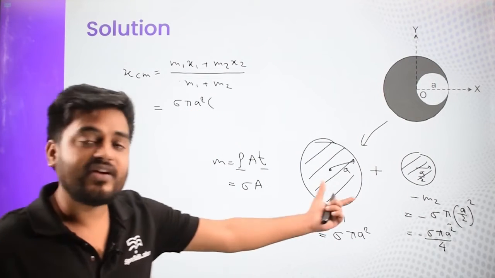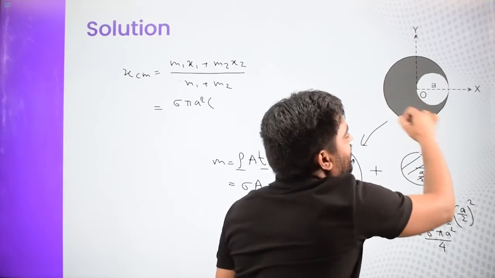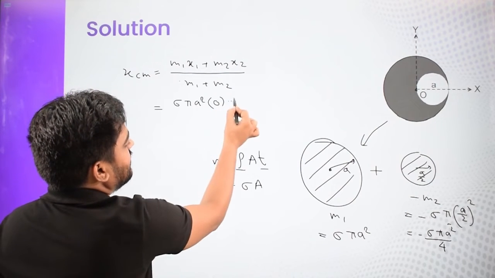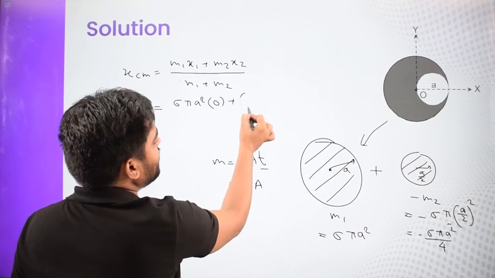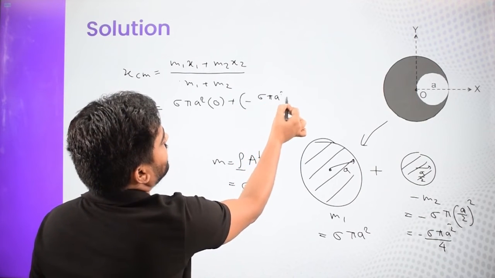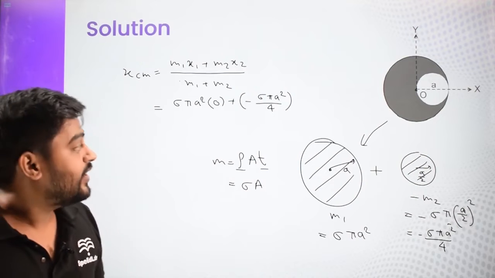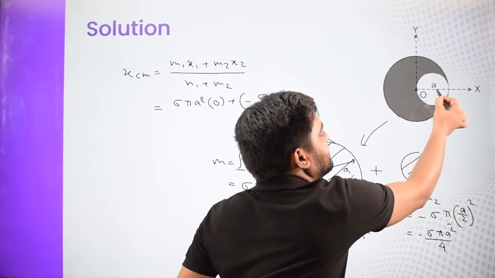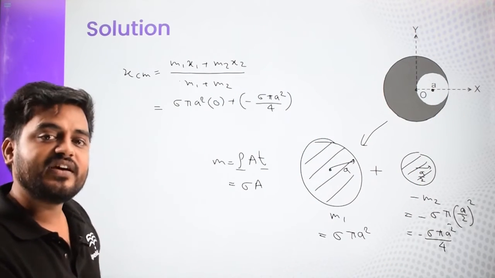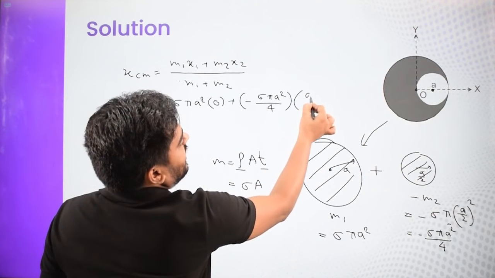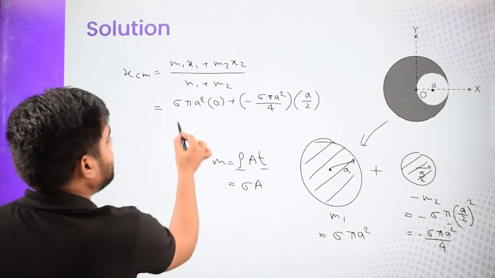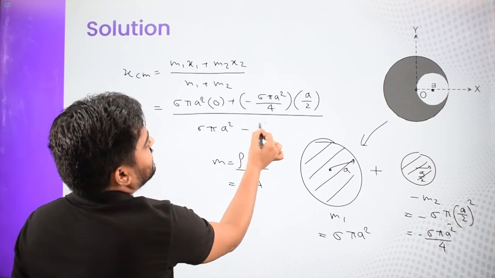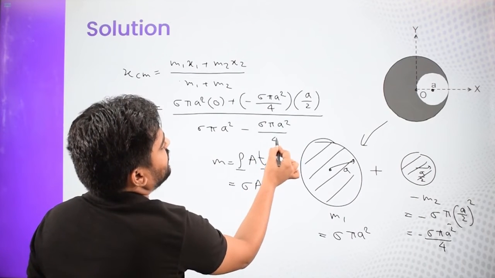What is X1? The center of mass of M1. This center of mass lies at the origin, so it is 0, 0. So X1 is 0. Plus M2. M2 is basically negative mass, so I am writing minus sigma pi A square by 4 into X2. What is the center of mass of this disc? If this is the only disc, then the center of mass of this cavity lies over here, which has an x coordinate of A by 2. So A by 2, divided by M1 plus M2. So sigma pi A square minus sigma pi A square by 4. Your M2 is negative over here.